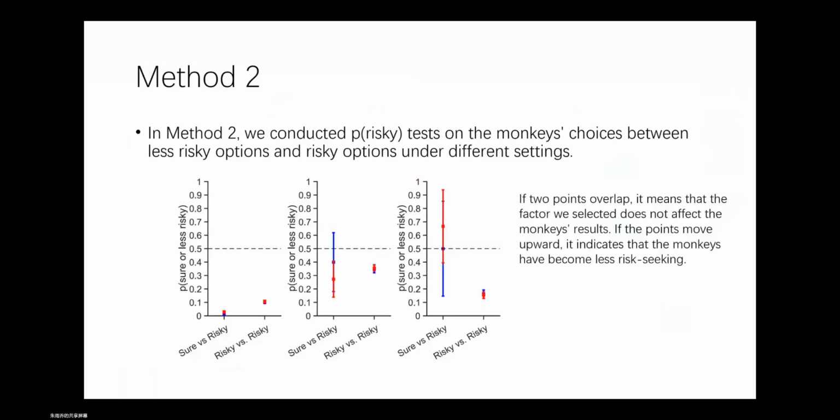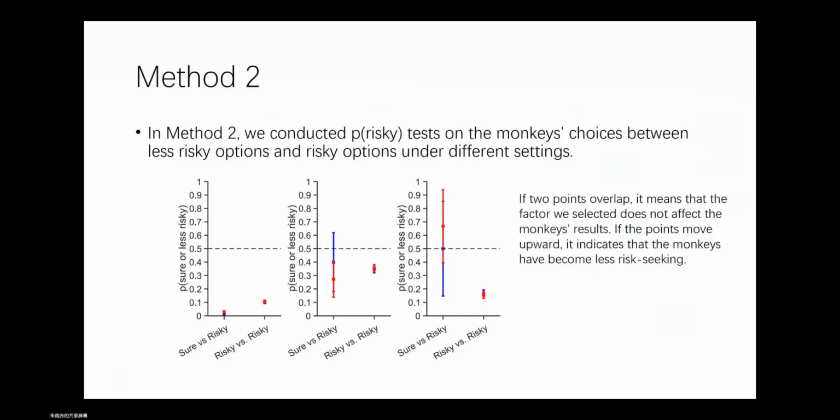And the second method is the p-test on the monkeys' choices between the less risky options and risky options under different settings. This approach is mainly for us to assess monkeys' propensity for selecting risky options across various experimental conditions, like whether they will become more risk-seeking or less risk-seeking after setting the scenario. And similarly, we can look at the red point and the blue point in the middle of the graph. If these two points overlap, it means the factor we select will not affect the monkey's result. But if the red dot is above the blue dot, it means the points move upward and the monkey becomes less risk-seeking.